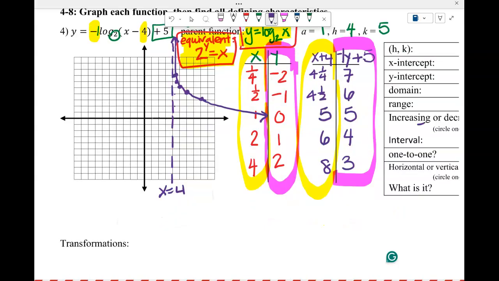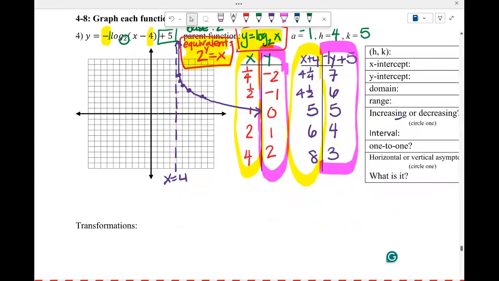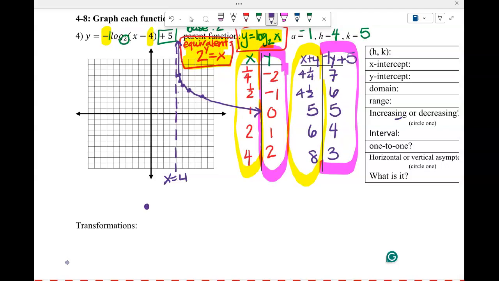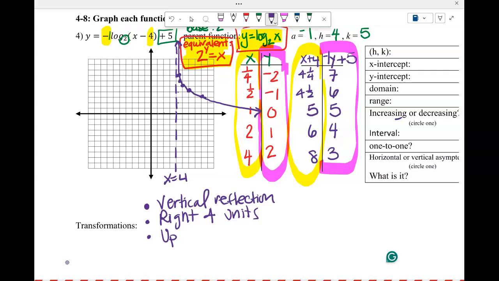So let's go and label your transformation before we fill out the chart. Your A is a -1, so that's going to be a vertical reflection. Your H value is +4, so right 4 units. Your K value is 5, so up 5 units. So those are the 3 transformations, right? Your H and K, let's fill that in.